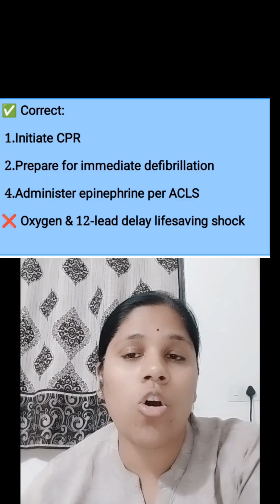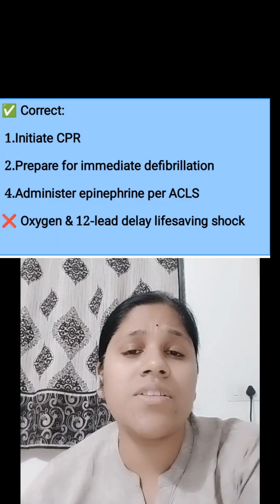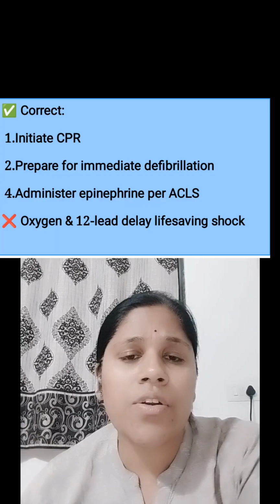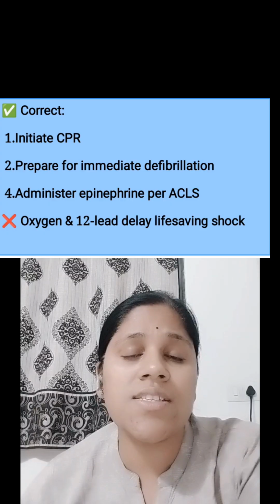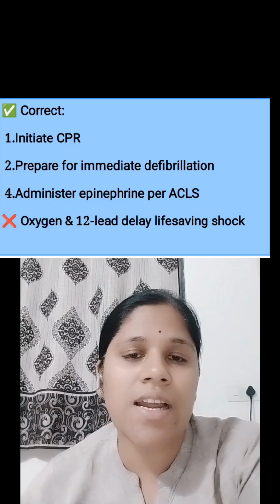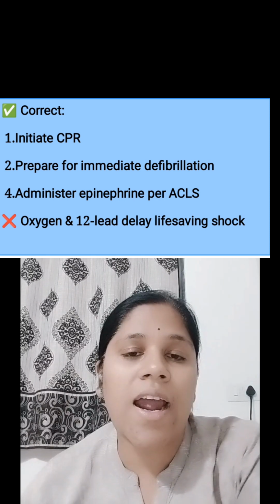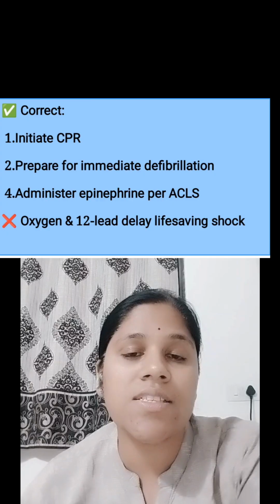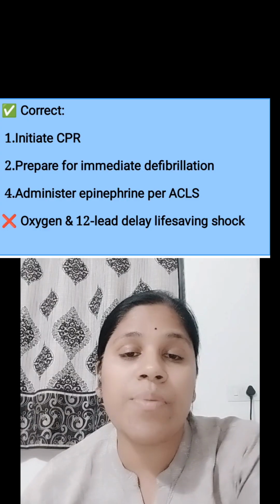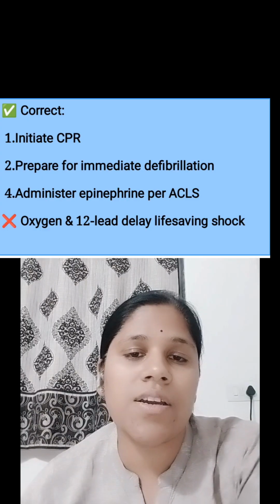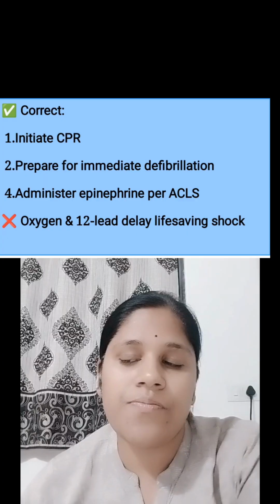The wrong options are number 3 and 5. We are not going to give oxygen at this particular point of time, but we are going to initiate CPR first. Of course oxygen is also important. First we initiate CPR, and side by side we give oxygen. We are not going to take time for a 12-lead ECG at this point. Once we know it is already ventricular fibrillation, we need to act as a priority.